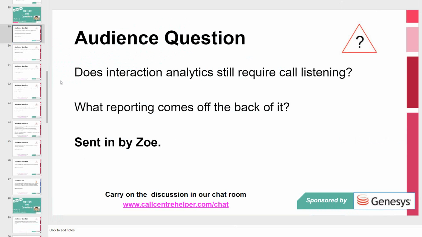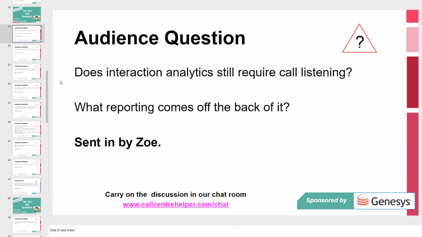Now, the reporting that comes off the back of it, we could spend quite a bit of time talking about, because there is extensive reporting that comes off the back of it. But perhaps I shouldn't get into too much detail about all those report opportunities. I do have a few screenshots, actually, in the next section of my presentation that will give a bit more detail about the types of reports.